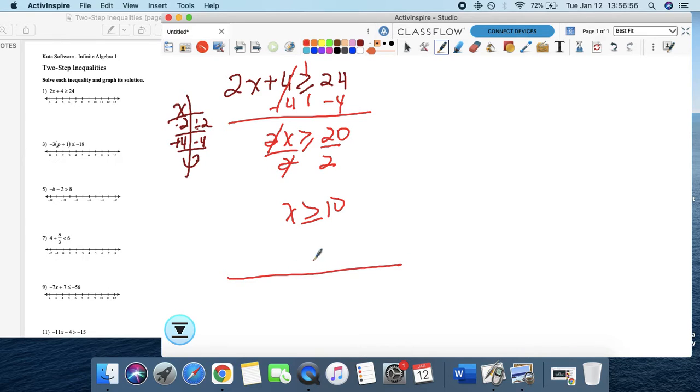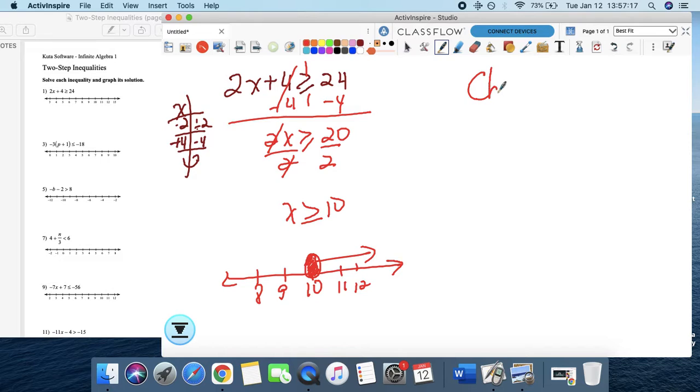Graph. So number 10, 11, 12, a couple numbers on each side, usually enough. Circle on top of the 10. I want to shade it because 10 is part of my solution. Remember, there's an equal sign here. Point the arrow that way. So pick any number going that way.